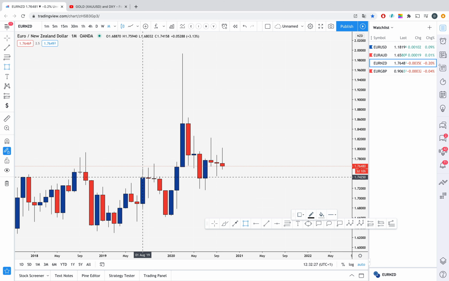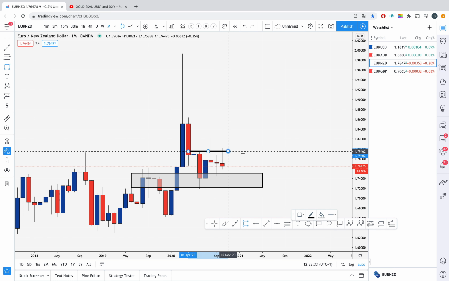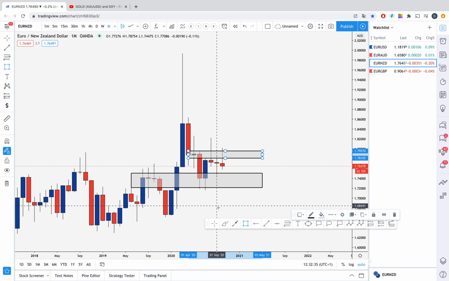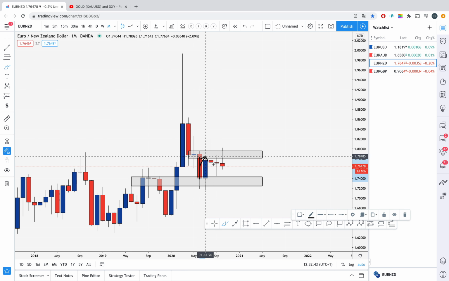But the thing is, right now you still have previous resistance, which is right now support, and also over here you got a level of resistance. So this is right now the current range that we have on EURNZD. It is this one over here. Let's have a look on the weekly.